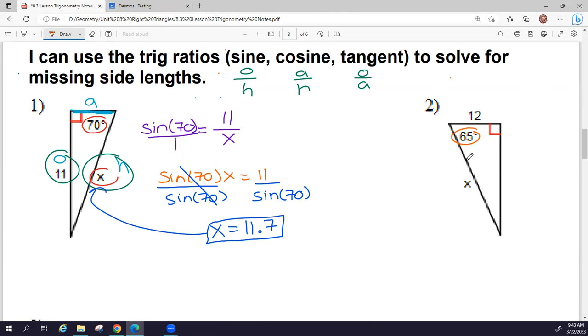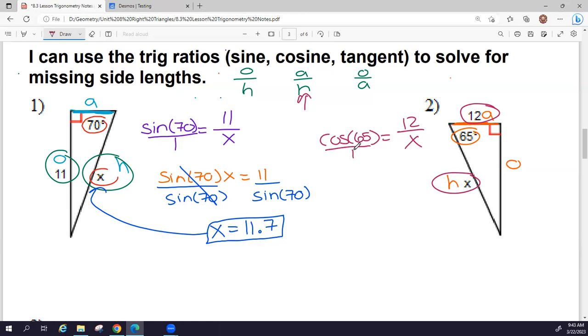I'm going to label this triangle: my hypotenuse, my adjacent side that's next to it, and then my opposite. In this problem, I want to know the hypotenuse and I know the adjacent. That tells us to use cosine. So if we write cosine of this angle that's 65, it should be equal to my adjacent side, that's 12, divided by my hypotenuse, which is x. We can solve for x here.